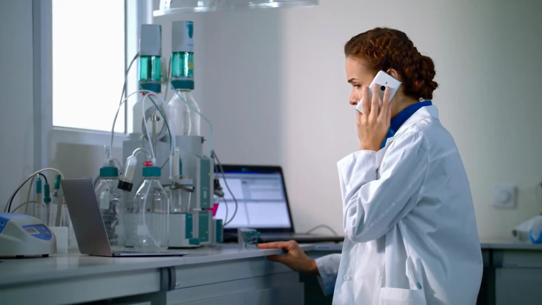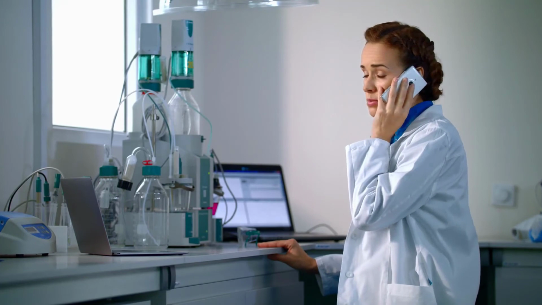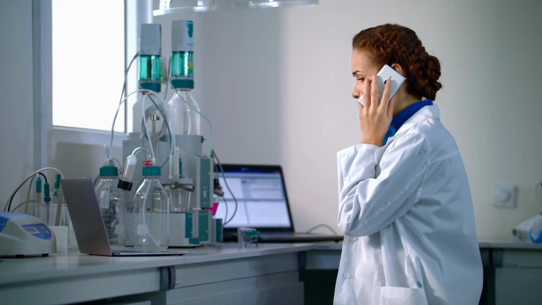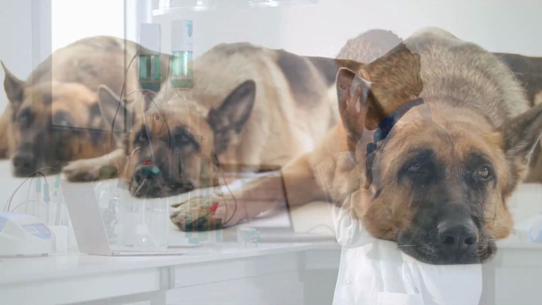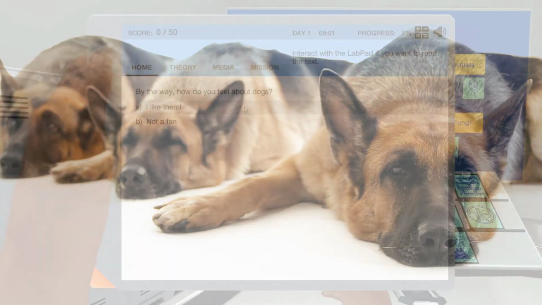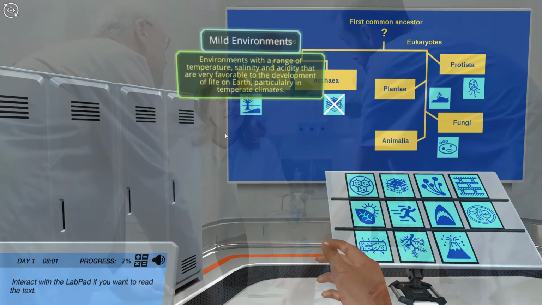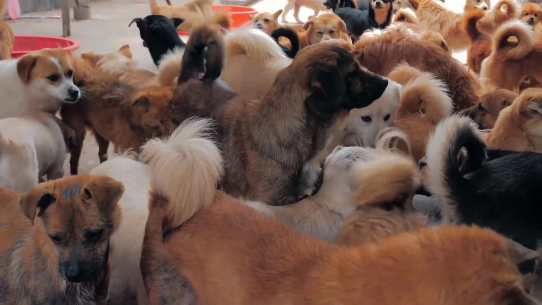Just so you know, my lab assistant has created a minor emergency in another room and we'll need to take care of it before we start the lab. By the way, how do you feel about dogs? Brilliant. You might be just the person I need. Oh dear, here they go again.